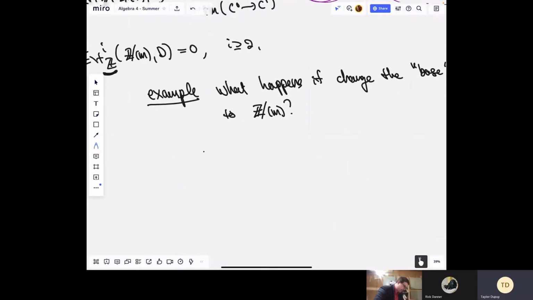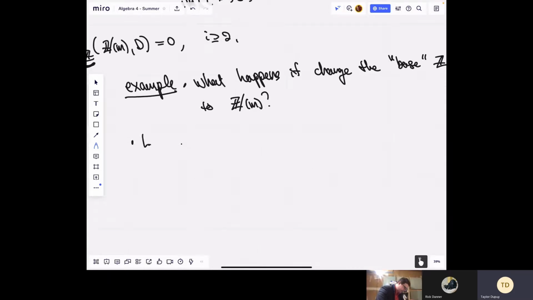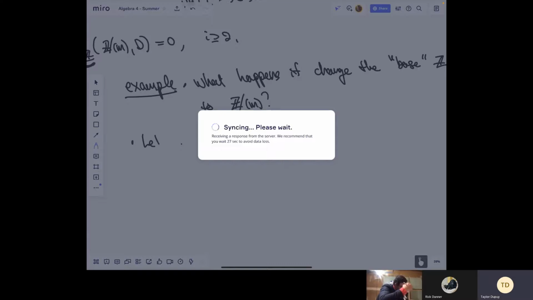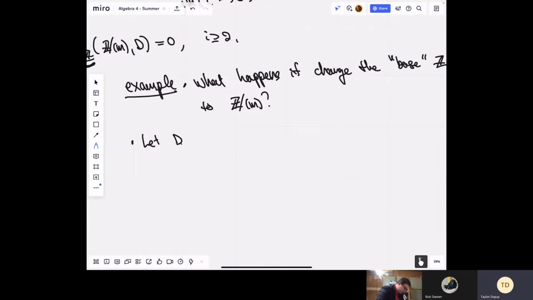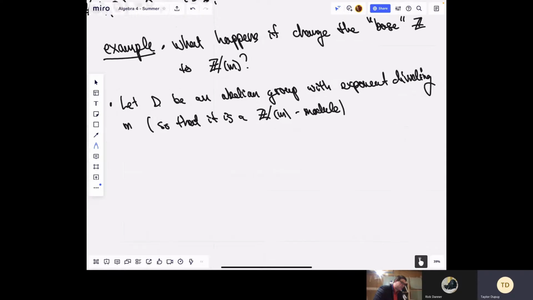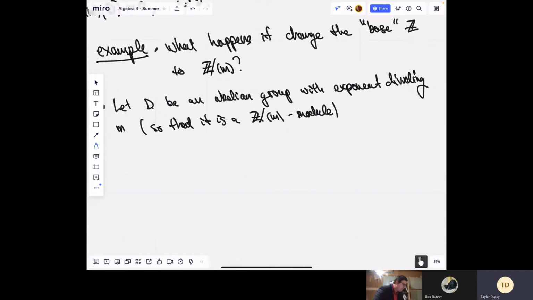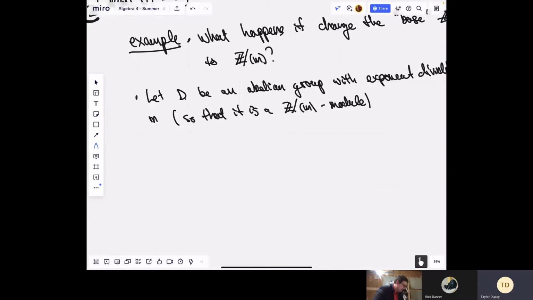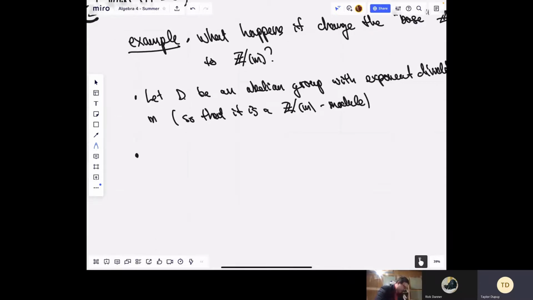Okay, so let's take D to be an abelian group with exponent dividing m, so that it is a Z mod m module. I guess I could have just said a Z mod m module, that's the same thing. Okay, so let's try and compute Ext.